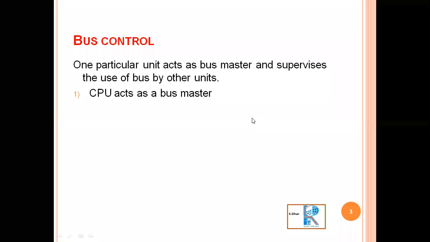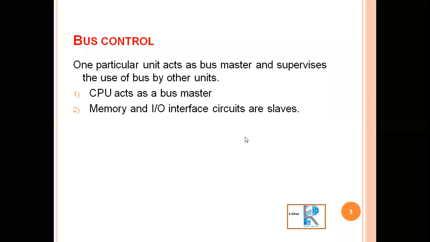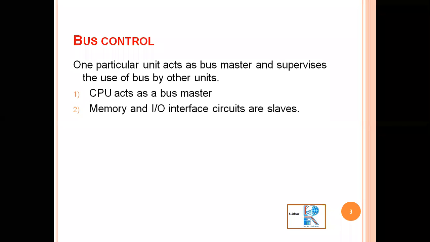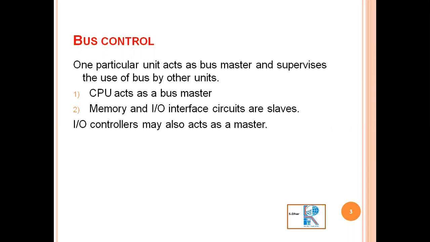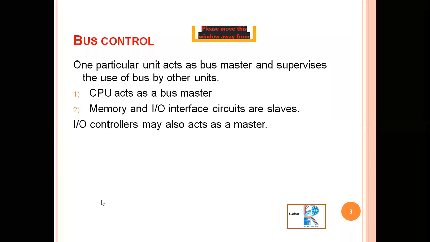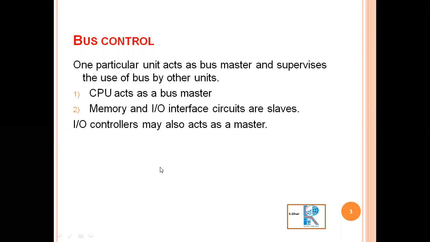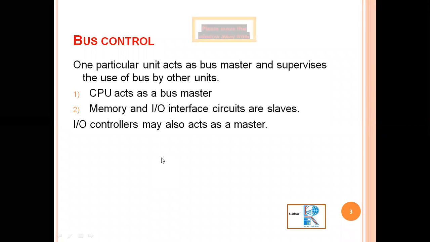Now memory and I/O devices act as the slaves in the system. Clear? Now here the I/O controller may also act as a master. Master means which initiates the transfer to a bus. So in a system, the CPU acts as a master and all the components act as slaves, or the I/O controller, sometimes called DMA, may also act as a master. That means it can grant the bus to a particular device, or it can take the bus from a particular device.